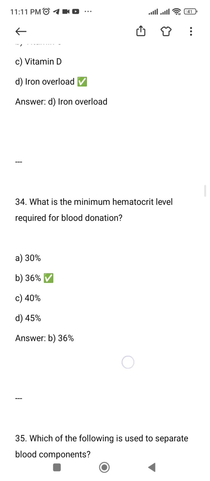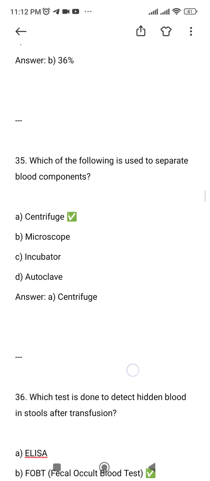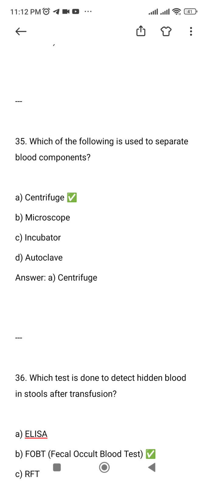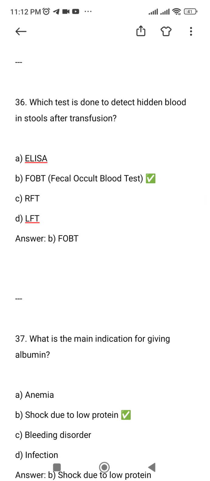Which vitamin deficiency may occur due to repeated blood transfusion? Vitamin B12. What is the minimum hematocrit level required for blood donation? 36%. Which of the following is used to separate blood components? Centrifuge.